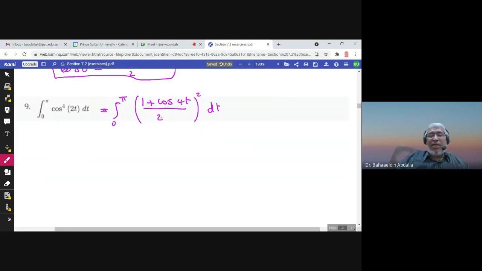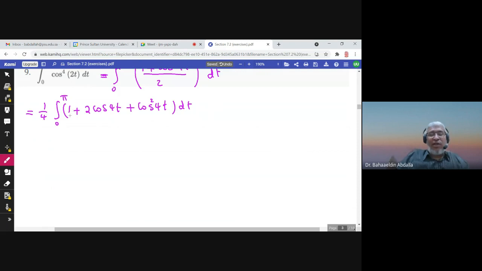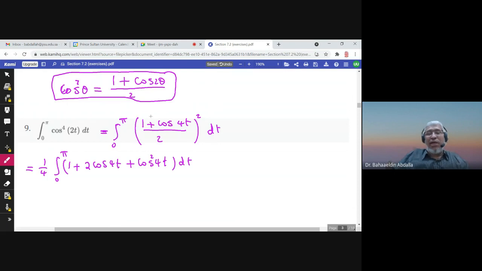And now I can take this 2 out, but it's squared. And I can expand the numerator. So 1 square is 1. Cosine times 1 times 2 is 2 cosine. And plus cosine square 4t dt. Well, I can find the integral of 1 cosine, but cosine square, I need again to change it using this formula.